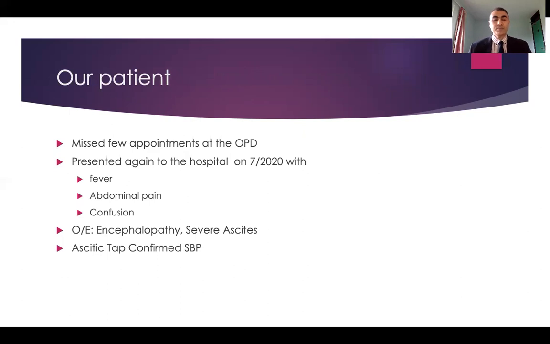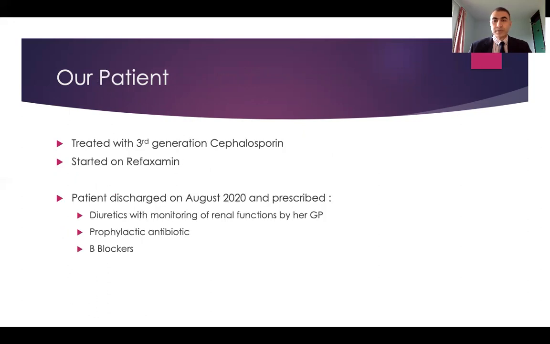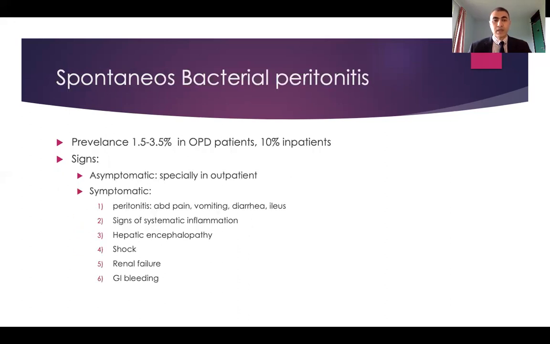Back to our patient: unfortunately she missed some appointments in the clinic, and she presented again to the hospital with fever, abdominal pain, and confusion. On examination, she had hepatic encephalopathy with severe ascites. Ascitic tap confirmed SBP. She was treated with a third-generation cephalosporin and started on rifaximin. The patient was discharged in August 2020 and prescribed diuretics with monitoring of renal function, prophylactic antibiotics, and beta blockers.